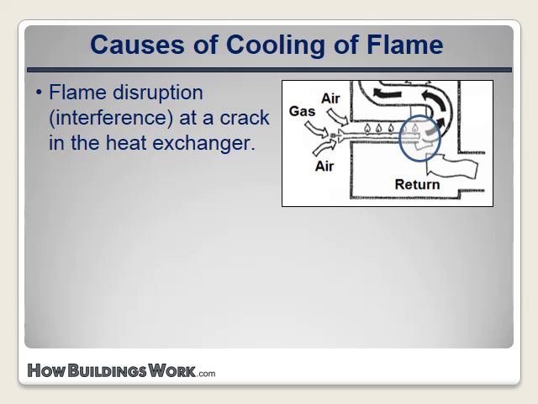So, what will make the flame burn cooler than it should? Well, several problems can do it. One is a cracked heat exchanger. The heat exchanger separates the combustion gases from the building air in forced air systems. If a crack develops in the heat exchanger, then the building air can blow into the combustion chamber, disrupting and cooling the flames. Another potential problem is too much primary air.